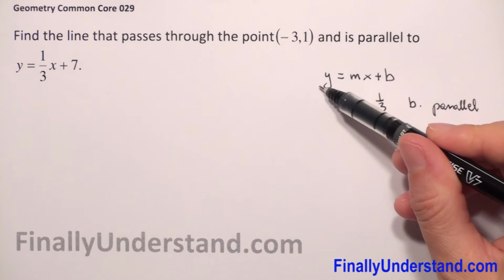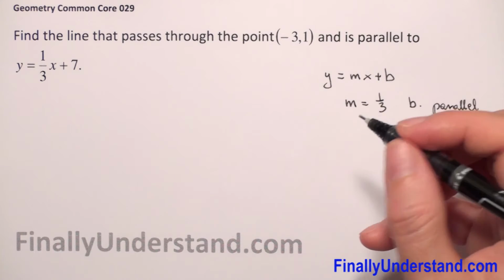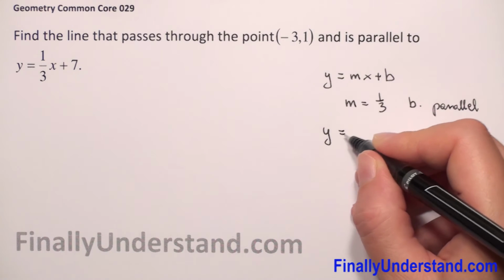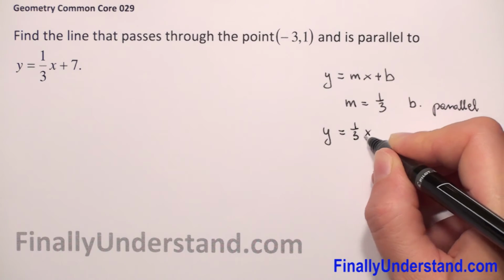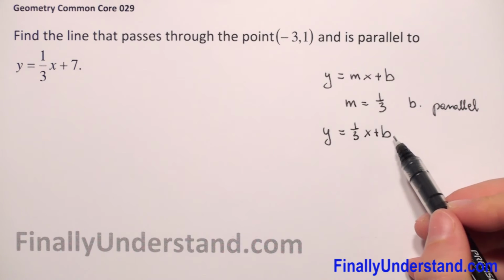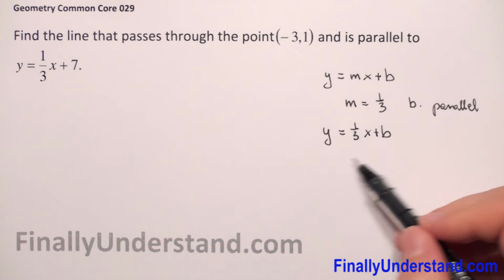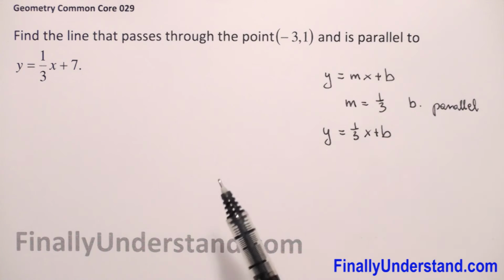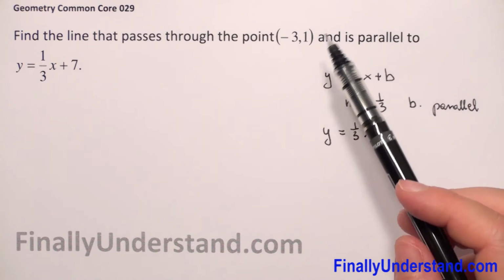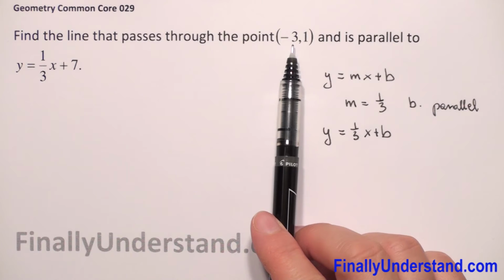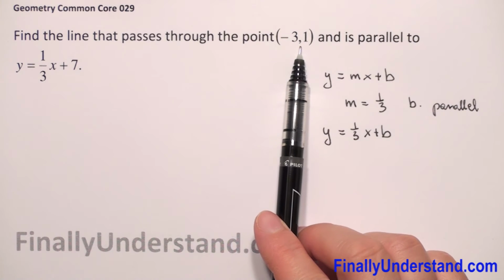So now we can substitute into our formula m by 1/3. So we have y = 1/3 x + b. Our unknown is only b. We have to find b, and we will have the general form of our parallel line. What else is given? We are given that this line must pass through the point (-3, 1).